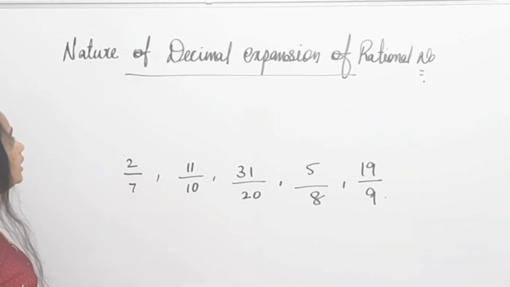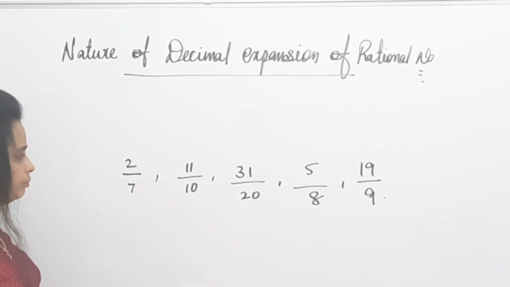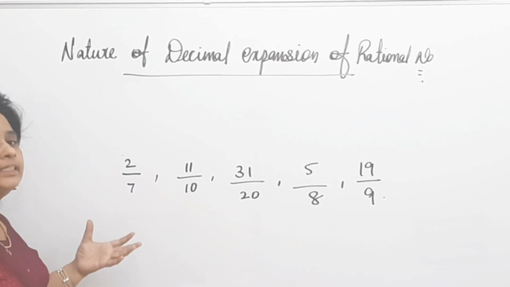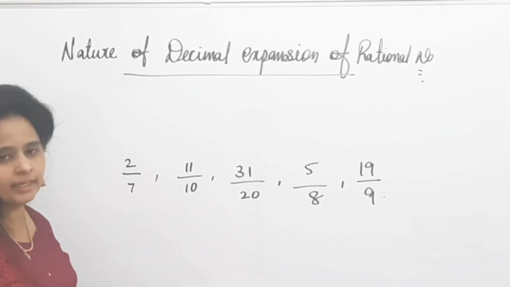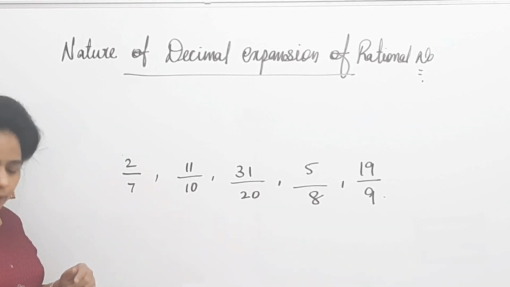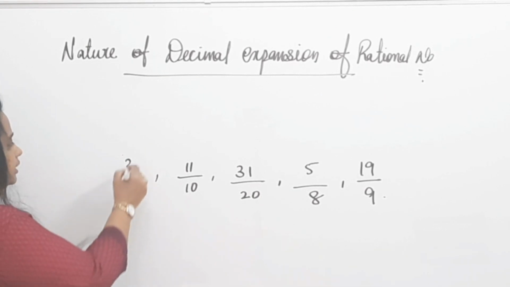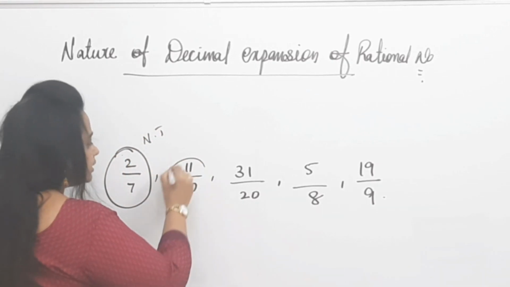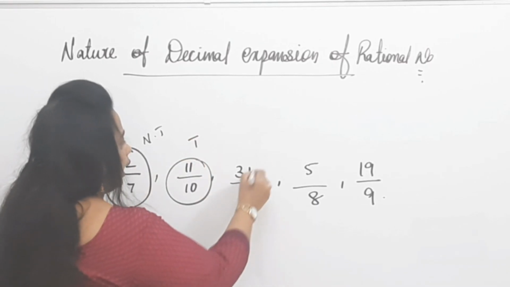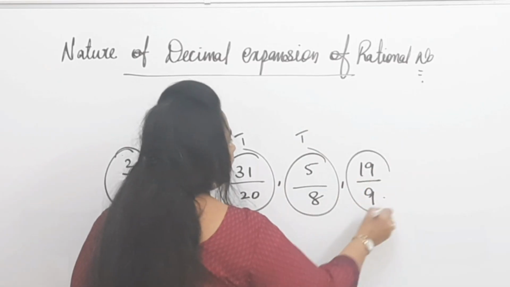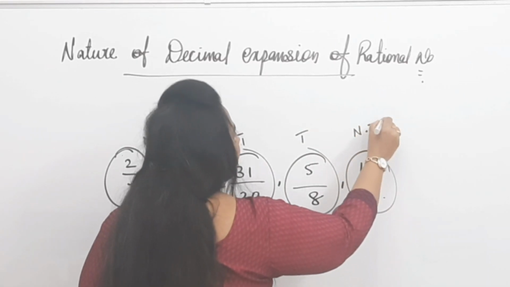Children, now we are going to see the next subtitle, Nature of Decimal Expansion of Rational Numbers. Please consider these numbers, and how the decimal expansions will be for these numbers. Of course, these are all rational numbers. Now, just by looking, I would say this is non-terminating recurring. This is going to be terminating, and this also terminating, and this also terminating, and this is non-terminating recurring.